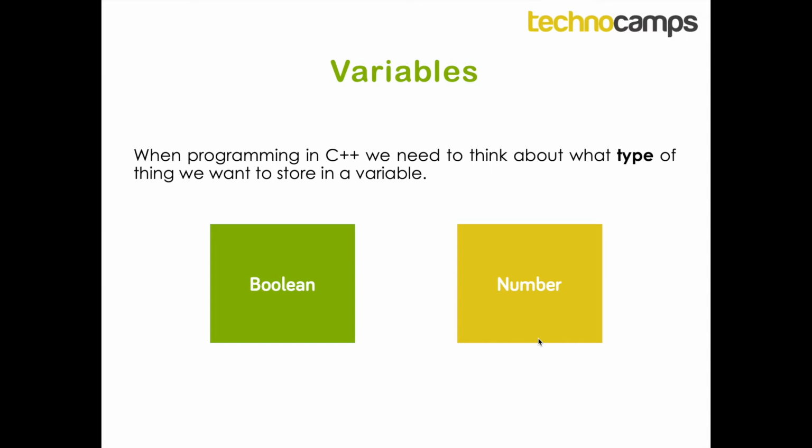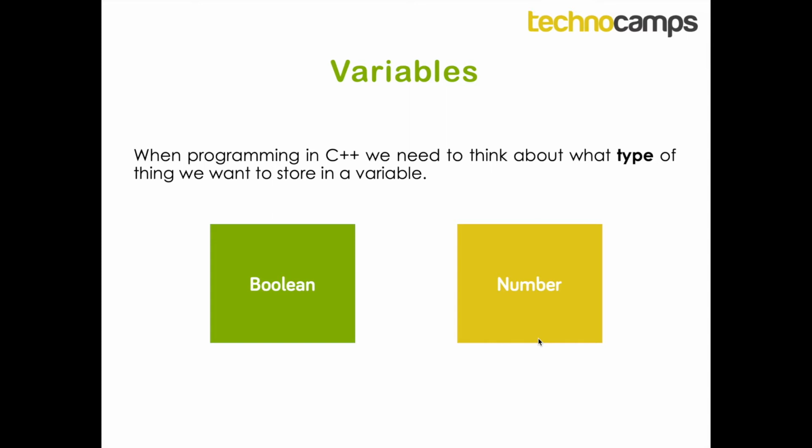Now, some programming languages like Scratch or Python, they don't really mind what you store in a variable. You can store anything in a variable, and it's as simple as that. But in some programming languages, the type of thing that you put in a variable really matters. C++ is one of those languages. And when you create a variable, you need to tell C++ what type of thing you want to store in that variable. So let's just have a look at an example.